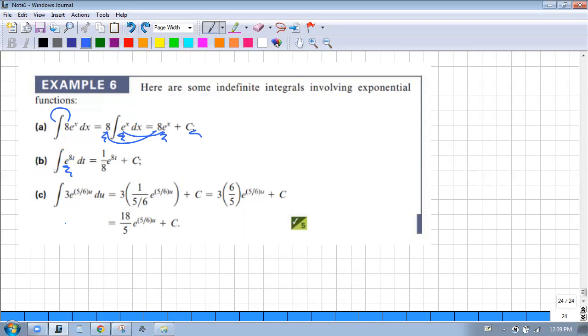Okay, and then this one, they have a big pile of stuff. E to the stuff, we're going to have an e to the stuff. The 3, we could just pull it out front. But since there's a 5/6 here, we're going to have to divide by a 5/6.